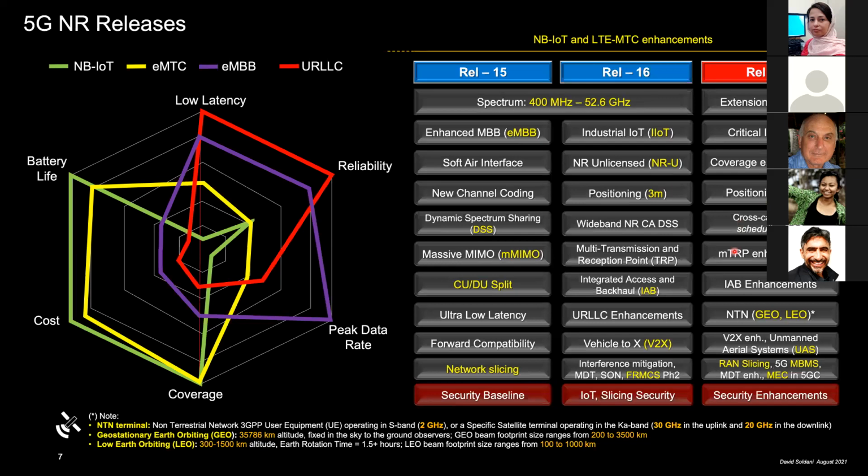Then beyond that, what is coming, fundamentally important, is the support of non-terrestrial networks in terms of geostationary Earth orbiting satellites, and more importantly, the low Earth orbiting satellites. What we're talking about here are satellites of an altitude that ranges between 300 to 1,500 kilometers. And practically they allow us to reach massive coverage, because the footprint size ranges typically from 100 to 1,000 kilometers.